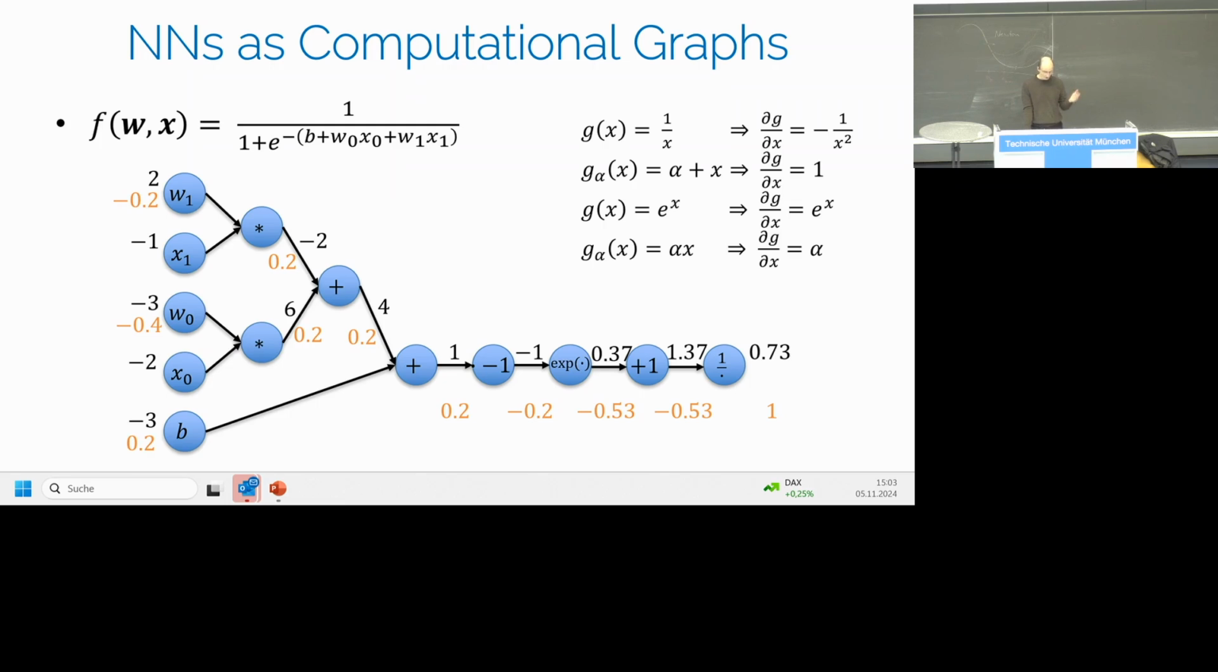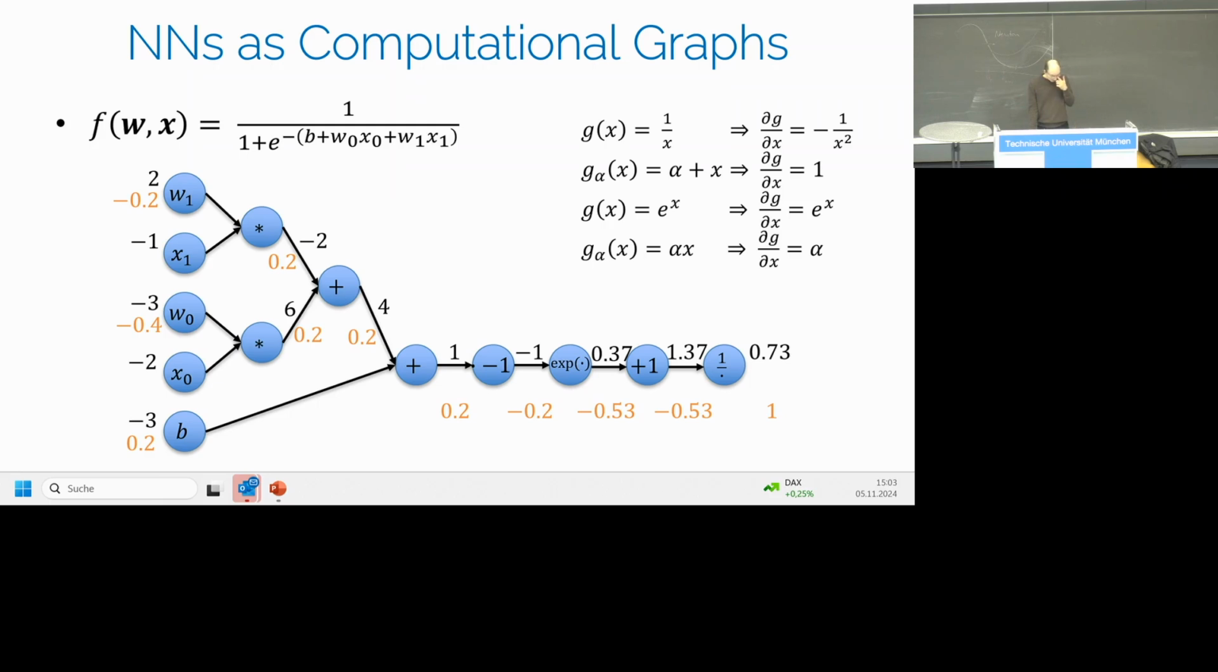And so here you see the outcome. If we keep propagating this, I can compute the derivative of the output with respect to the weight W1, and that is minus 0.2. And with respect to the other, to B, it's 0.2, for example. And here the other weight is minus 0.4.